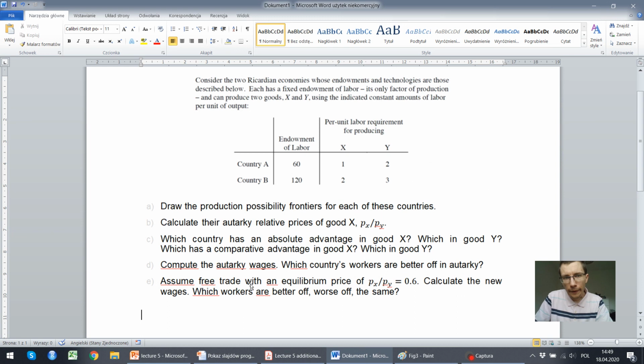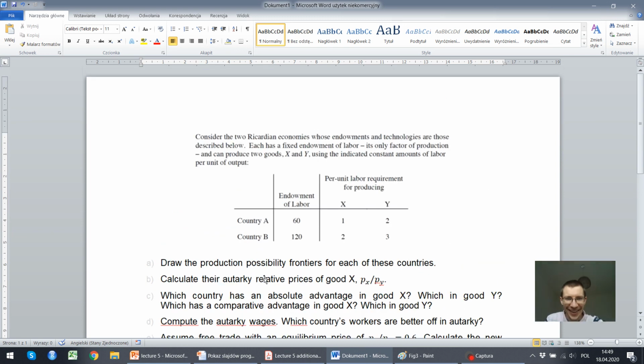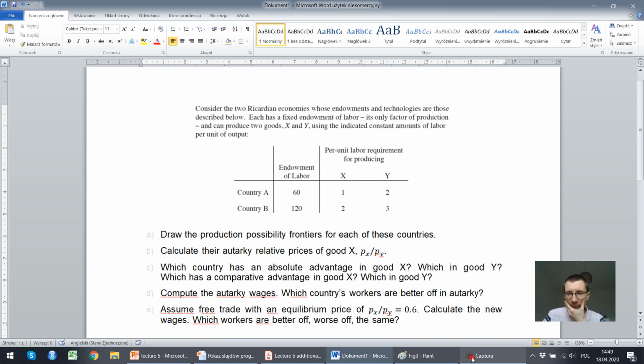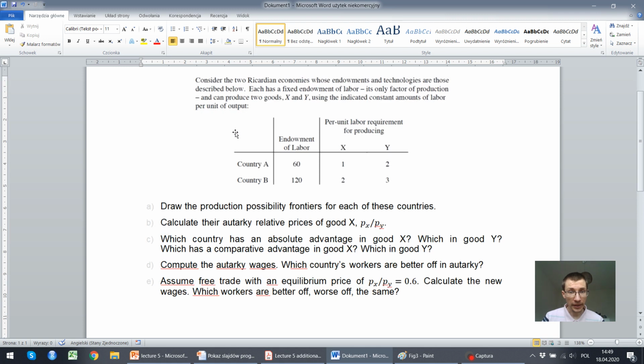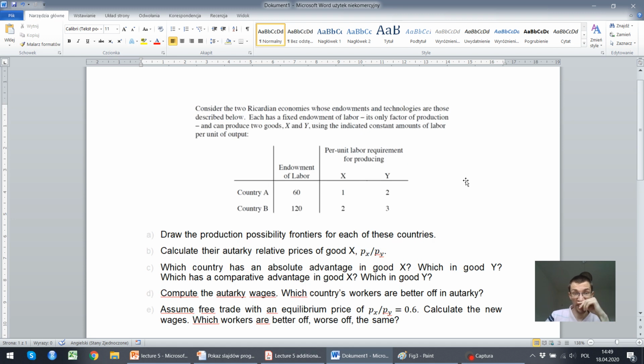So here I have a standard Word document produced for you with the problem. So you are free to pause the video whenever you want, just to digest what the problem is asking, and we will immediately jump into solving the problem. All right, so A, draw the production possibility frontiers for each of these countries. Okay, so what we have here in the question, in the problem.